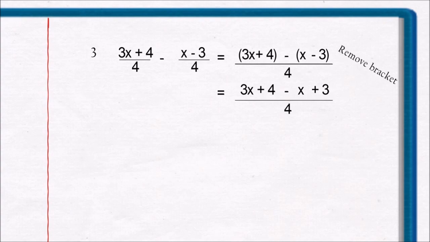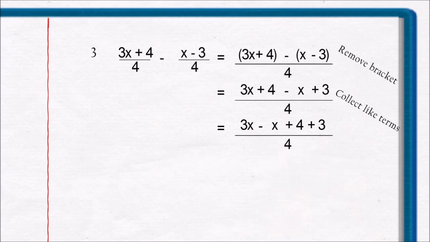So we can go ahead and collect like terms. Then we have 3x minus x plus 4 plus 3 all over 4. So 3x minus x, we have 2x. 4 plus 3, we have 7. So in the end, we have (2x plus 7) all over 4.